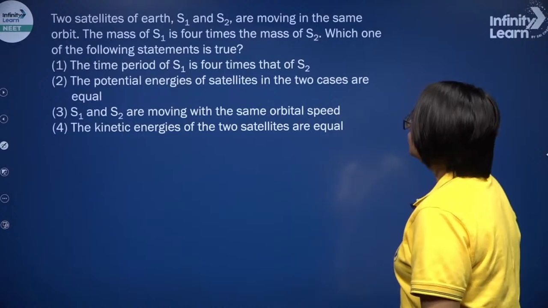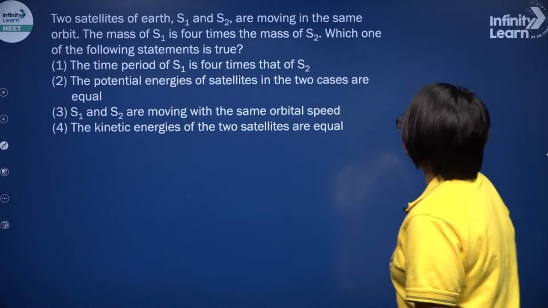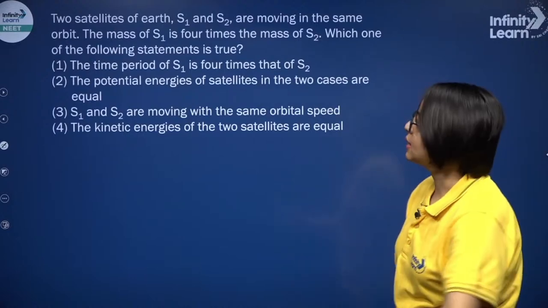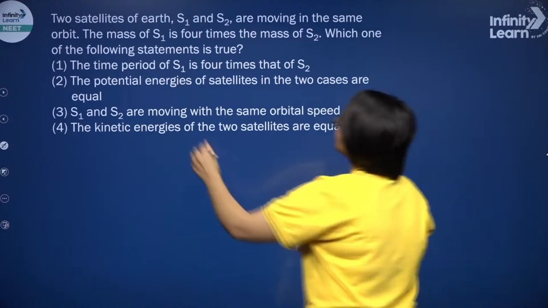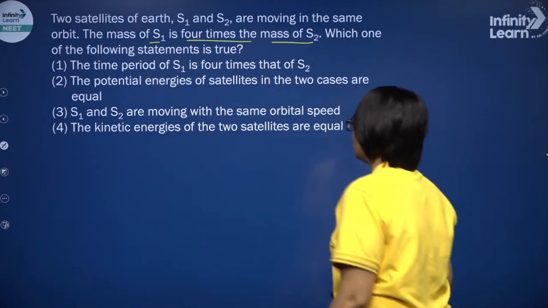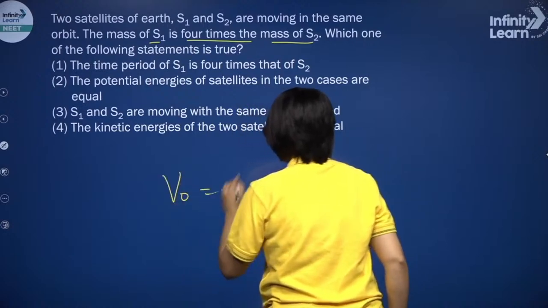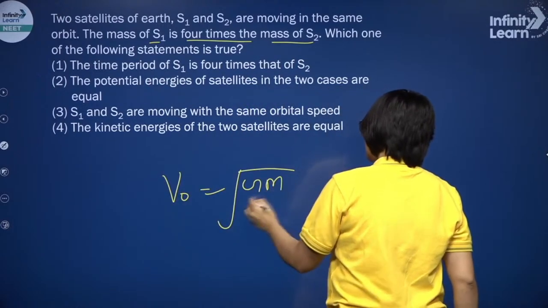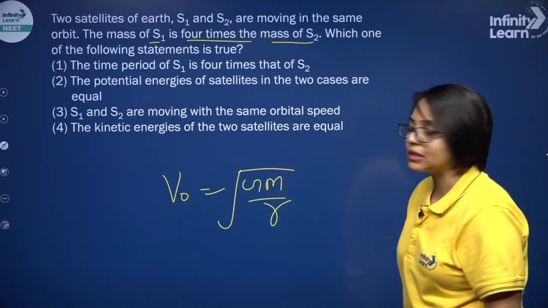Next is this one. Two satellites of Earth, S1 and S2, are moving in the same orbit. The orbit is the same, that means the orbital radius is the same. The mass of S1 is 4 times the mass of S2. Which of the following statements is true? Orbital velocity is under root GM upon r. It does not depend on the mass of the satellite.